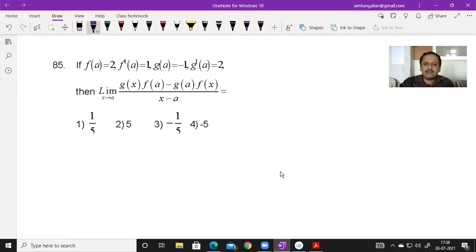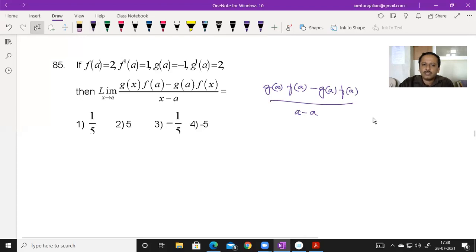If we directly apply the limit, wherever there is x, if you replace it with a, you are going to get g of a into f of a minus g of a into f of a divided by a minus a. G of a into f of a minus g of a into f of a, that will be 0. Denominator a minus a, which is also 0. Means 0 by 0, we can think of L Hospital's rule. L Hospital's rule can be used.